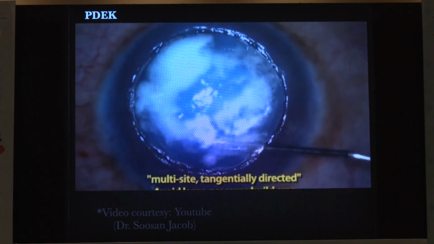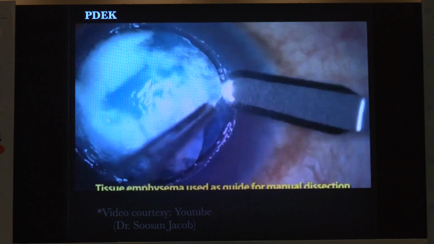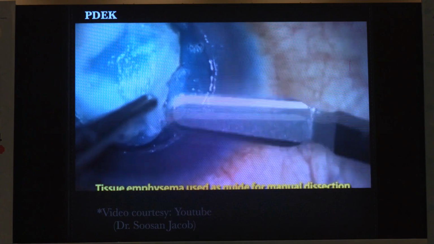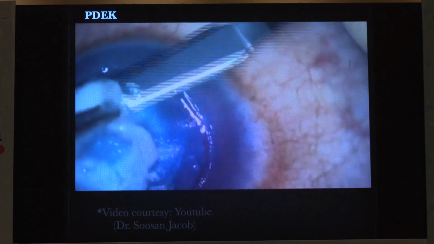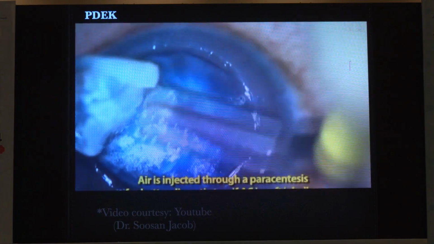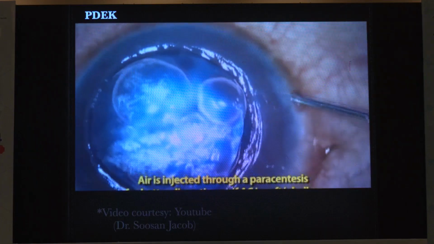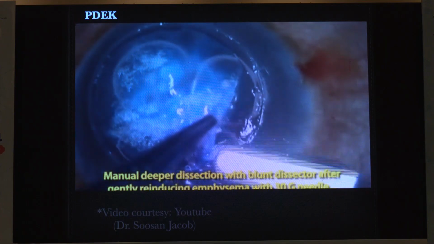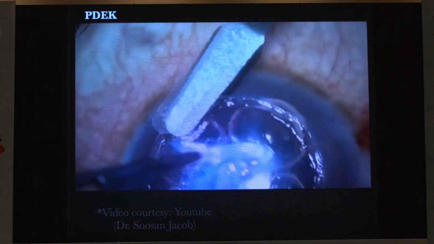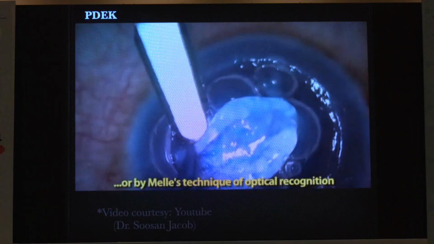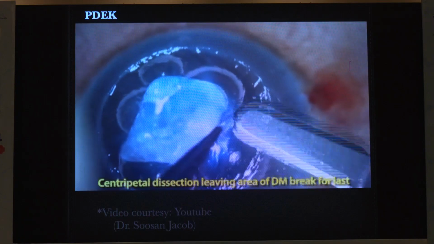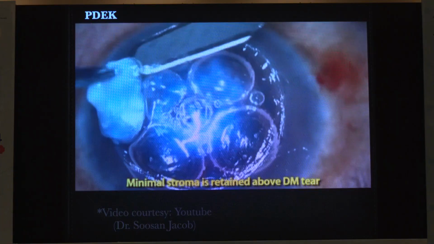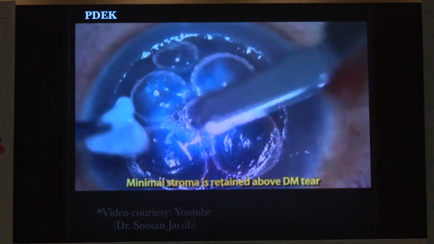So multi-site tangential directed air bubble is very important, and to follow the right plane, and you have to keep on checking whether we are having any perforations in these kind of patients. So the slow multi-layer dissection is carried out, and here we have to be very careful on the area of the main DM rupture, so that we don't do any frank perforation in these kind of patients.